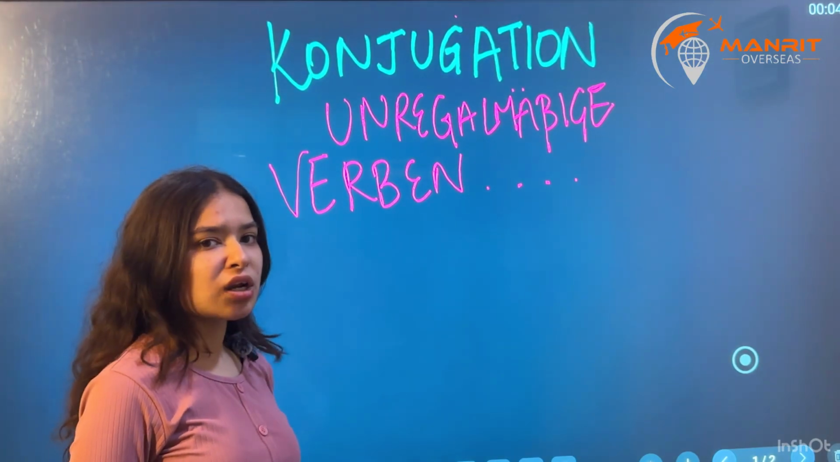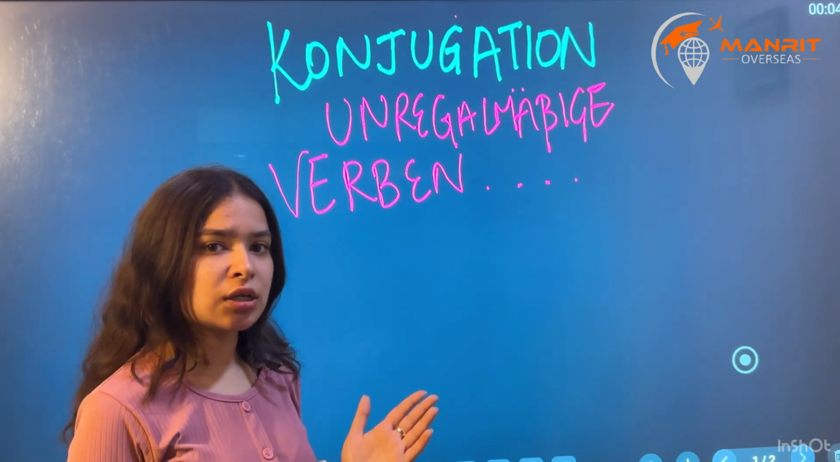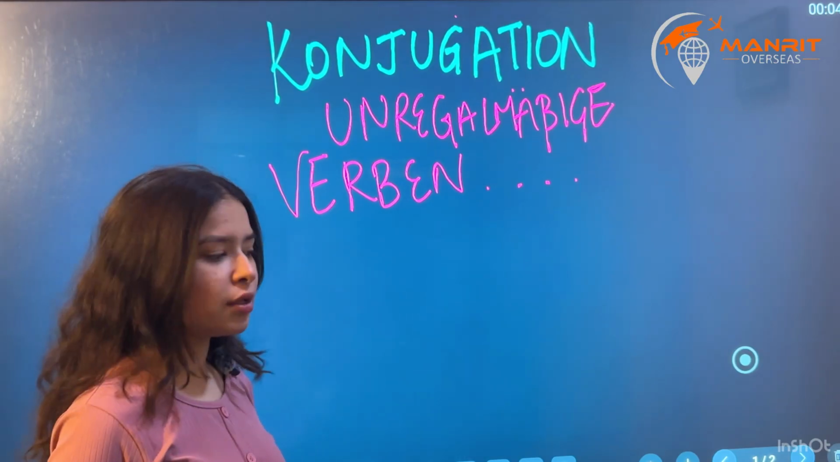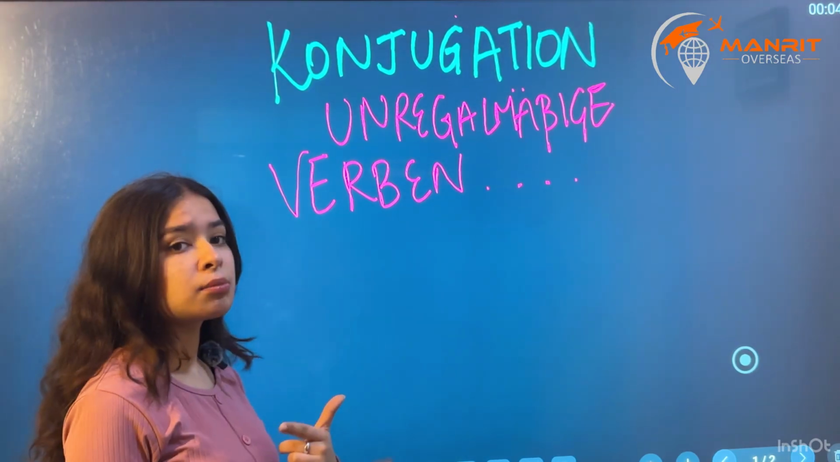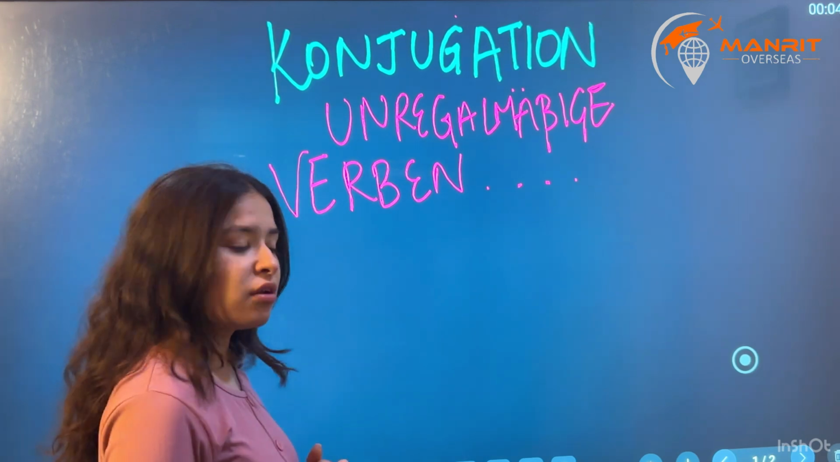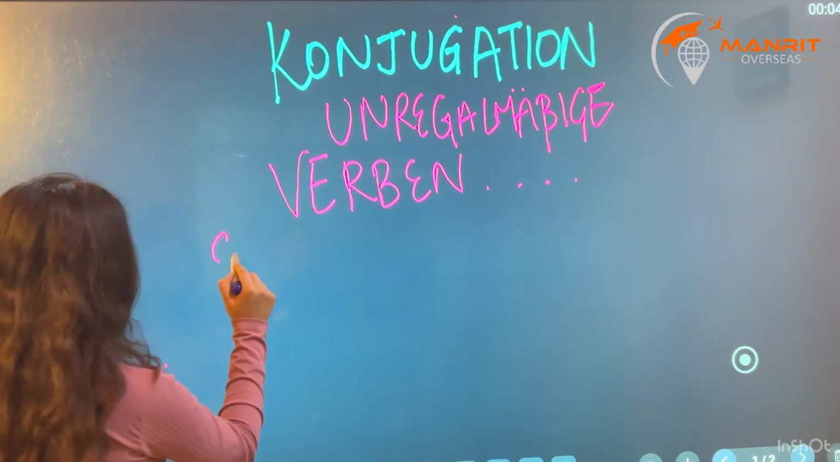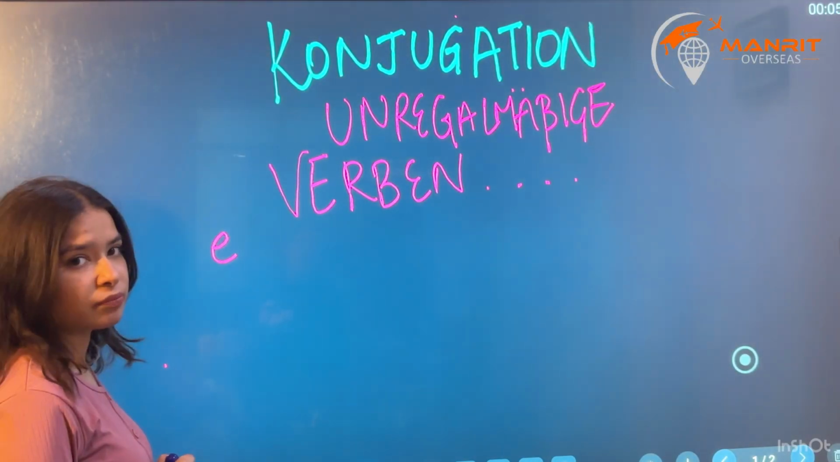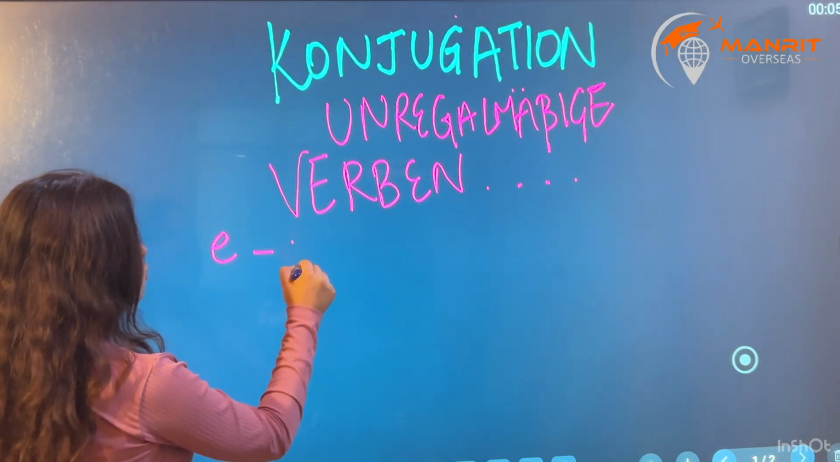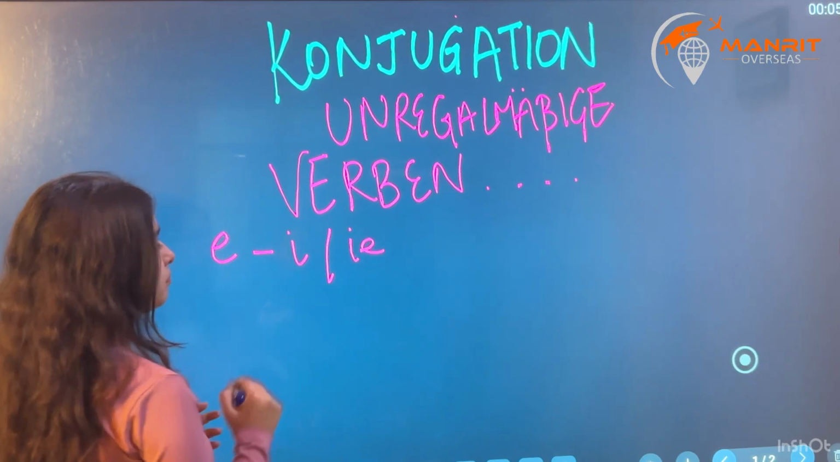Now with the name you can understand the verbs that are irregular. But how are they irregular? Because they follow some irregular conjugation. For example, first let me tell you the rule: if you have any E in a verb, then that E changes to I or IE.